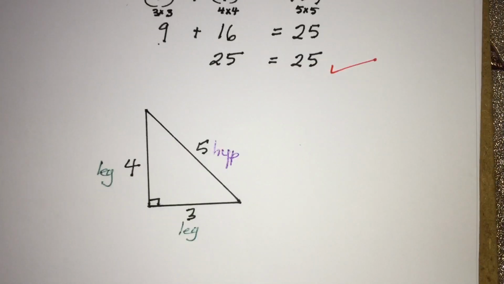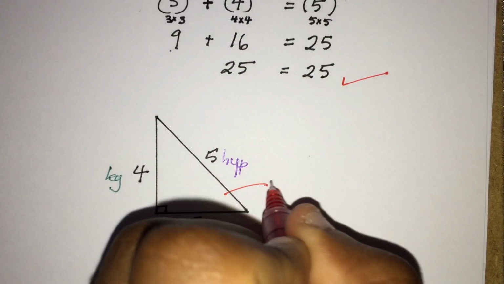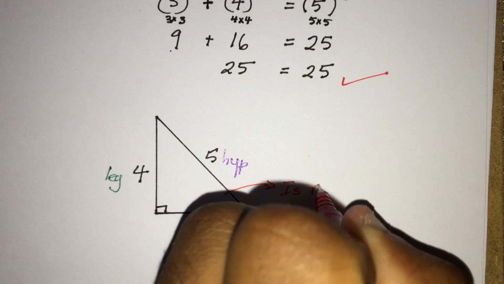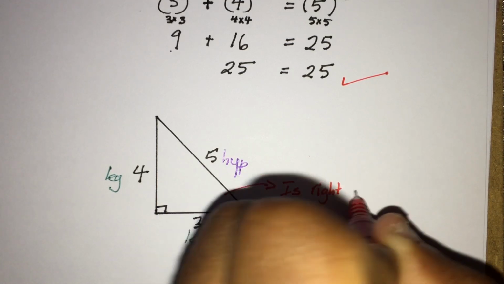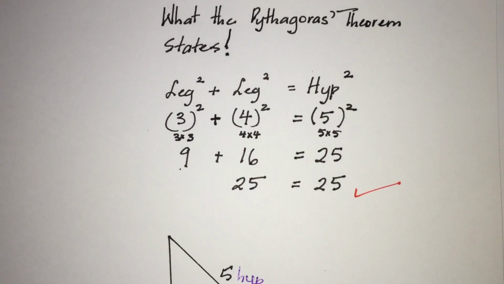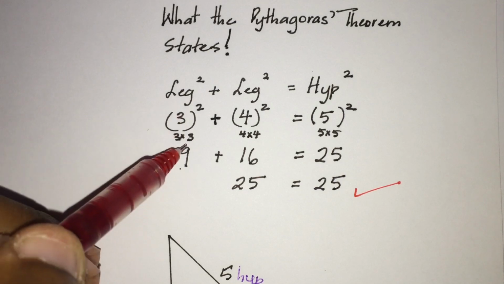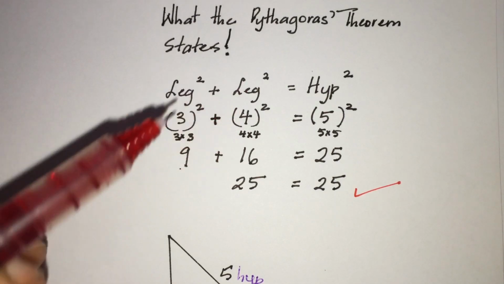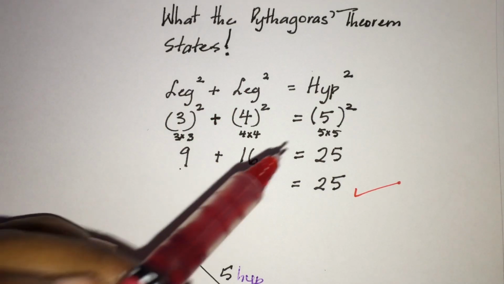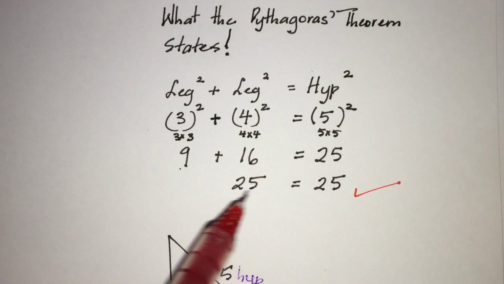So therefore, this triangle is a right angle triangle. For short, it is a right angle triangle. Reason being, the Pythagoras theorem holds true to that. When you take a leg and you square it, you take the next leg and you square it and you add them together. If you take the hypotenuse and square it, you should get the same amount.